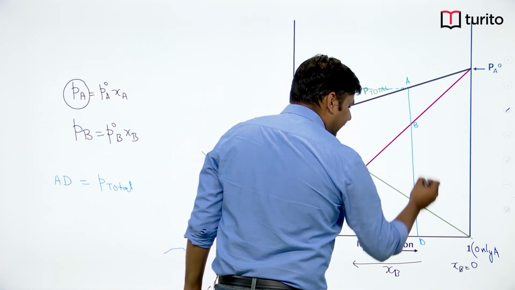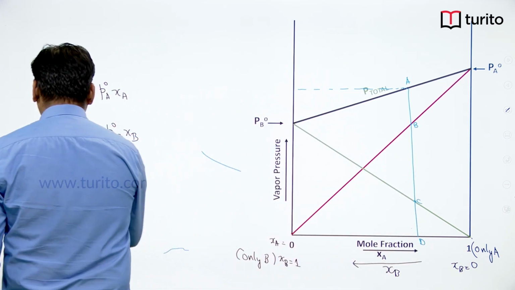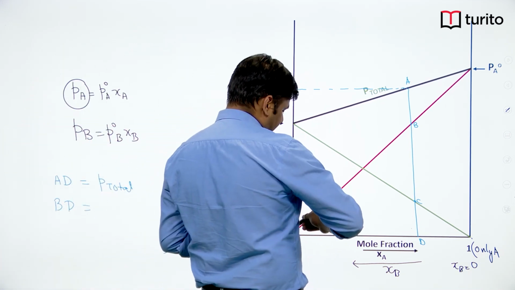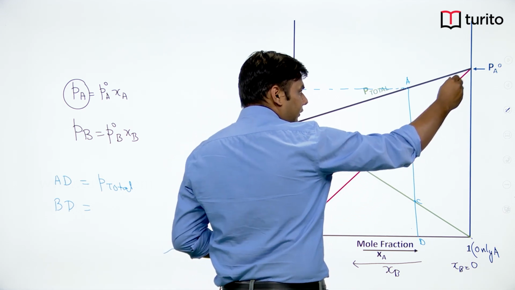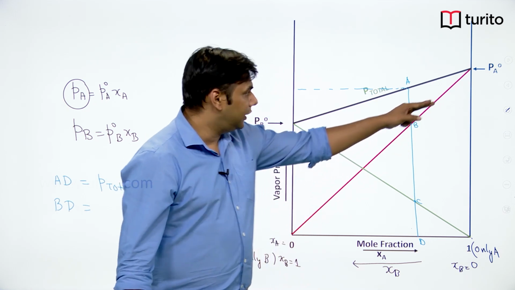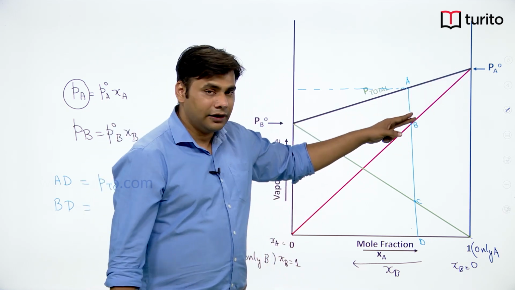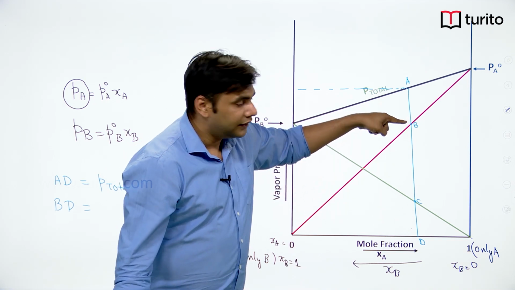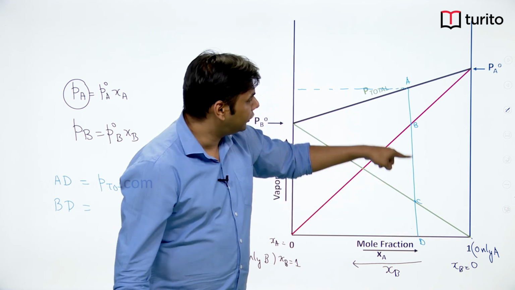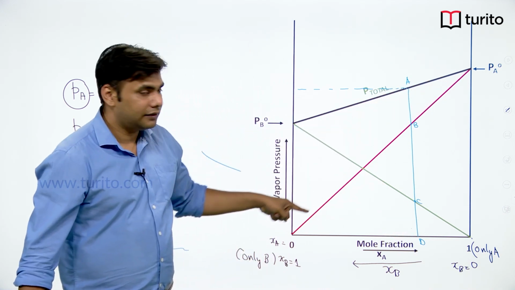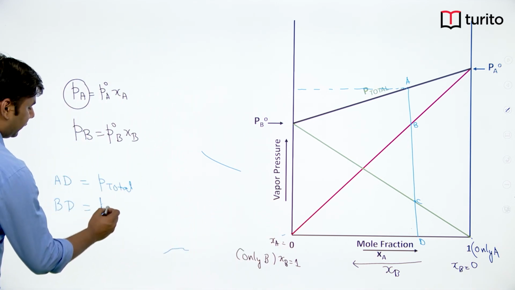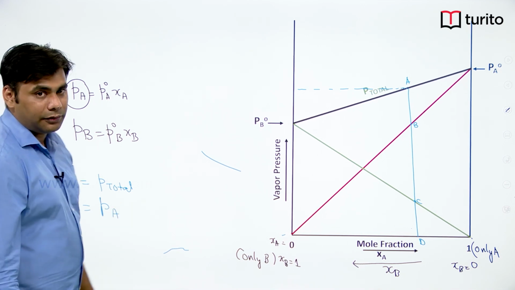Similarly, if you look at BD, what is BD? We are just drawing the line for obeying the Raoult's law for component A. So B was the point on the Raoult's law graph of A. So BD represents the partial vapor pressure of A at this composition, because we are intersecting the Raoult's graph of component A.